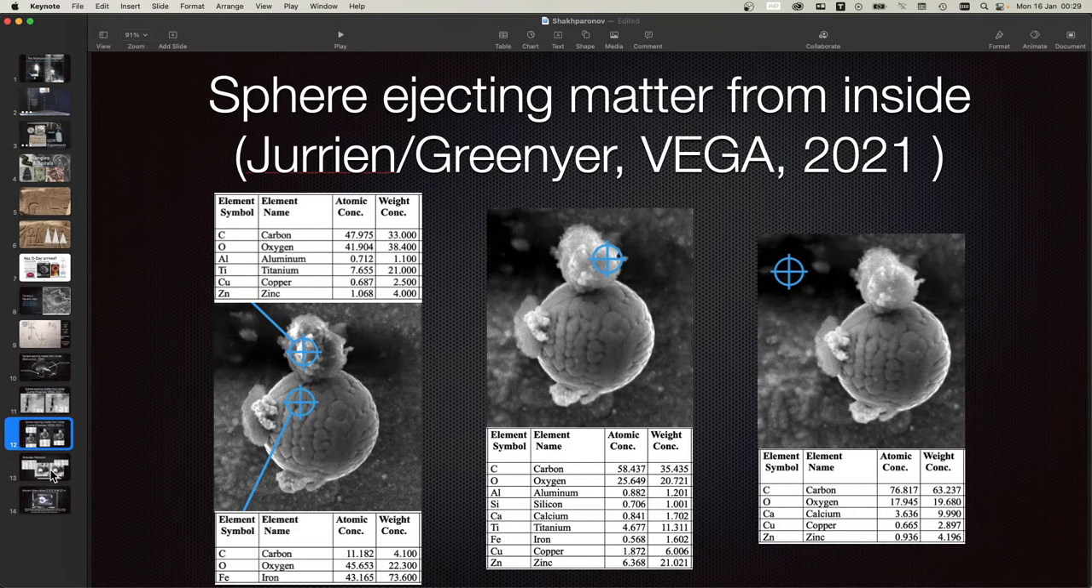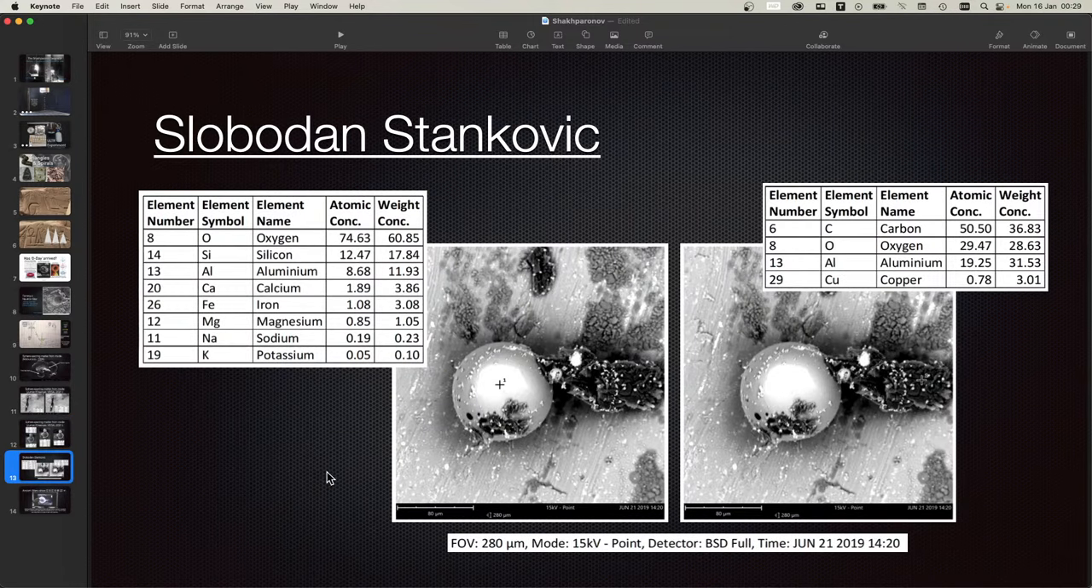Okay, and this is by Slobodan Stankovic. And I like this one because, and we've seen this actually in Vega experiments, I haven't dwelt on it too much, but you can see there's this curved section here with this carbon plume coming out here. And you can see where he's analyzing it here. Carbon and oxygen is representing 80% of the material that's spewing out of this single pole here.